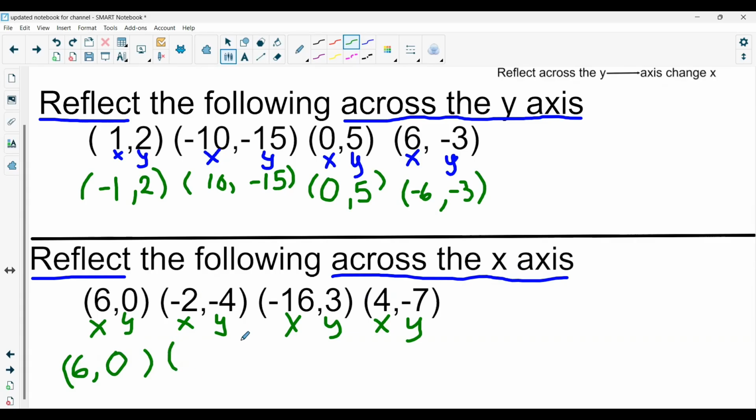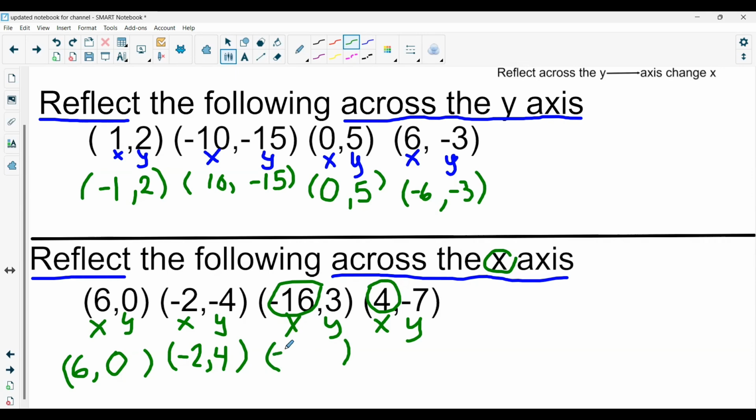My x stays the same. We're reflecting across the x-axis. And the y changes. What is the opposite of -4? +4. We're just changing the opposite. So reflecting across the x-axis, the x is in the question, this here. So this here, the x is going to stay the same in all of our ordered pairs. Okay, the y is going to change.